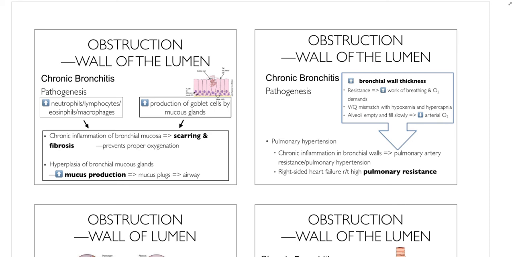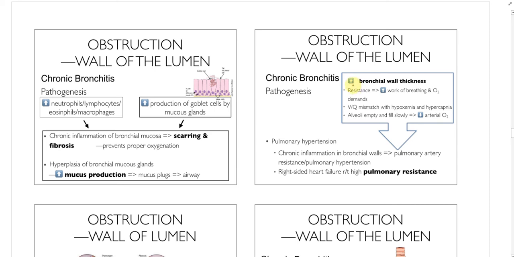And eventually, we develop chronic inflammation of bronchial mucosa. The big thing being that we develop scarring from this inflammation and fibrosis as part of this remodeling of the airways in response to this constant stress and trauma. Doing that prevents then proper oxygenation. We also have hyperplasia of the bronchial mucus glands, which leads to this massive production of mucus. This extremely productive mucus can lead eventually to mucus plugs that block then the airway.